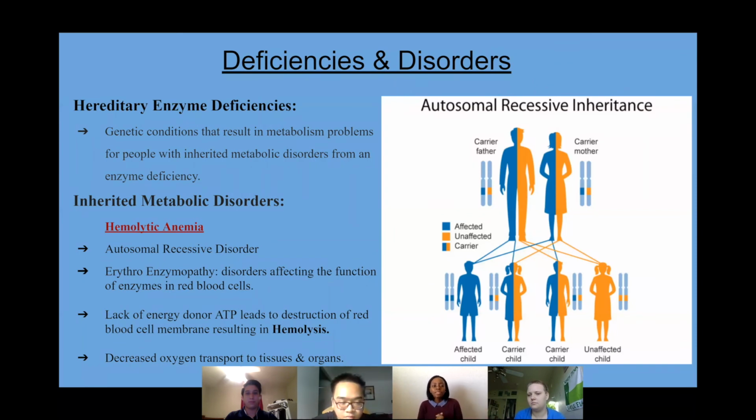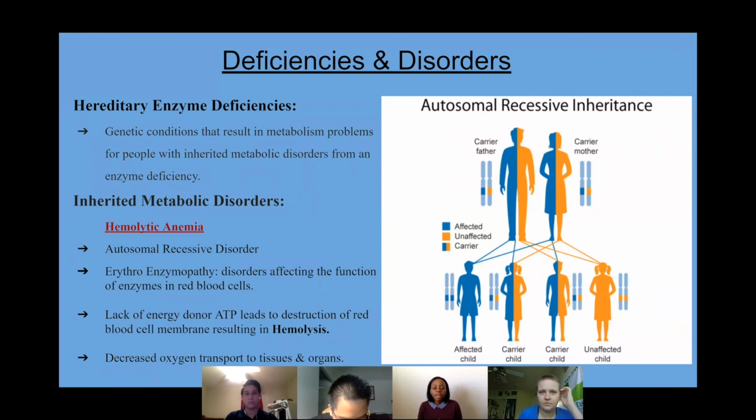Now, enzymatic disorders and deficiencies related to the phosphoglucoisomerase enzyme are typically hereditary. Disorders such as hemolytic anemia are inherited in an autosomal recessive pattern, so if a child inherits both mutated copies of the gene from each parent, they will likely experience symptoms related to erythroenzymopathy. This disease and enzyme connection can be made and explained through the function of red blood cells.